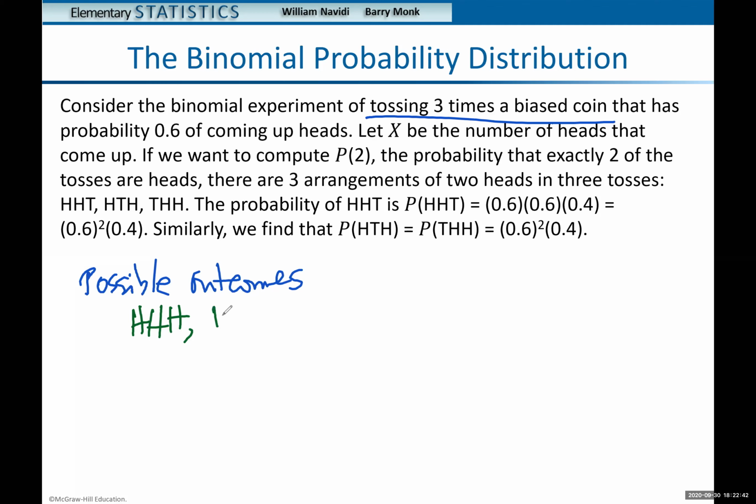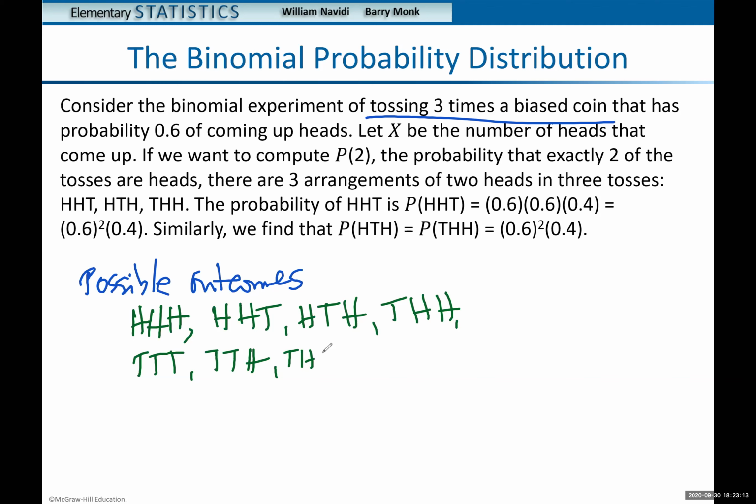Another possibility is heads, heads, and tails, or heads, tails, and heads. Do you agree? Also possible, let's say, all tails, or tails, tails, and a head. So these are the possible outcomes when you toss a coin three times. Or how many? 1, 2, 3, 4, 5, 6, 7, 8.